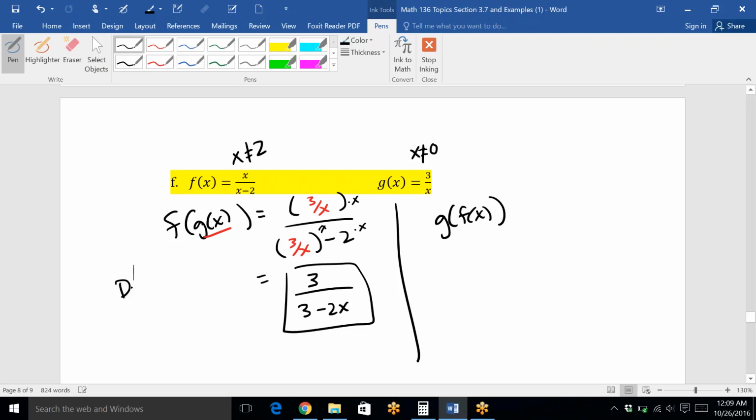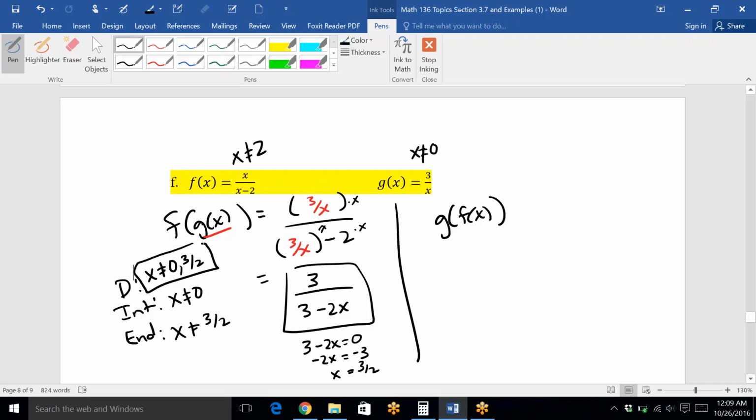So let's talk about the domain of this one. You have to look at the interior and the end when you're doing a composition. So this would be interior was g, so x can't be 0. This guy gives us a new problem, so we need to set that equal to 0 and see what the problem is. So it'd be positive 3/2. So remember, this guy would have a combined issue. It has to throw out both values. I could write that in interval notation, but I'm going to just go through this really quickly.